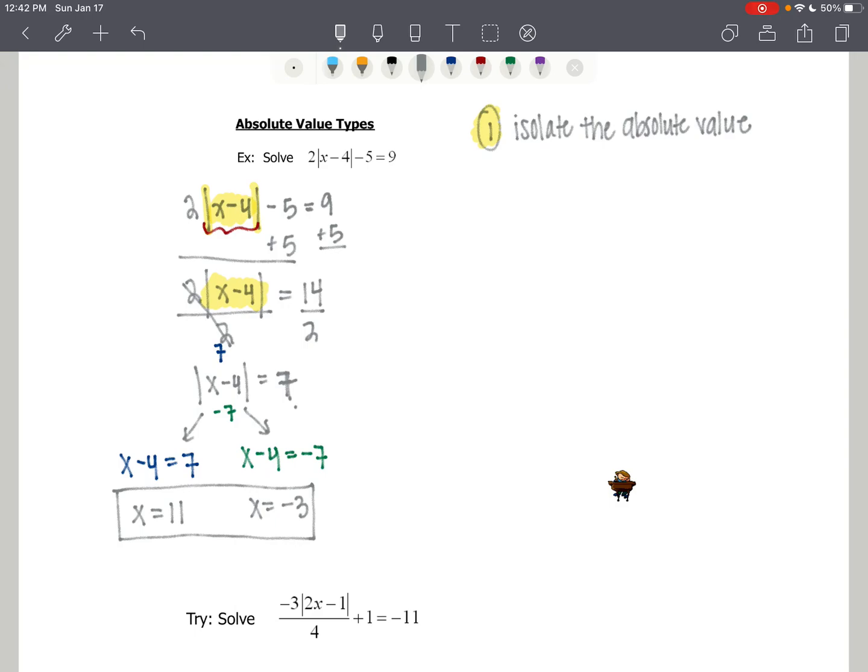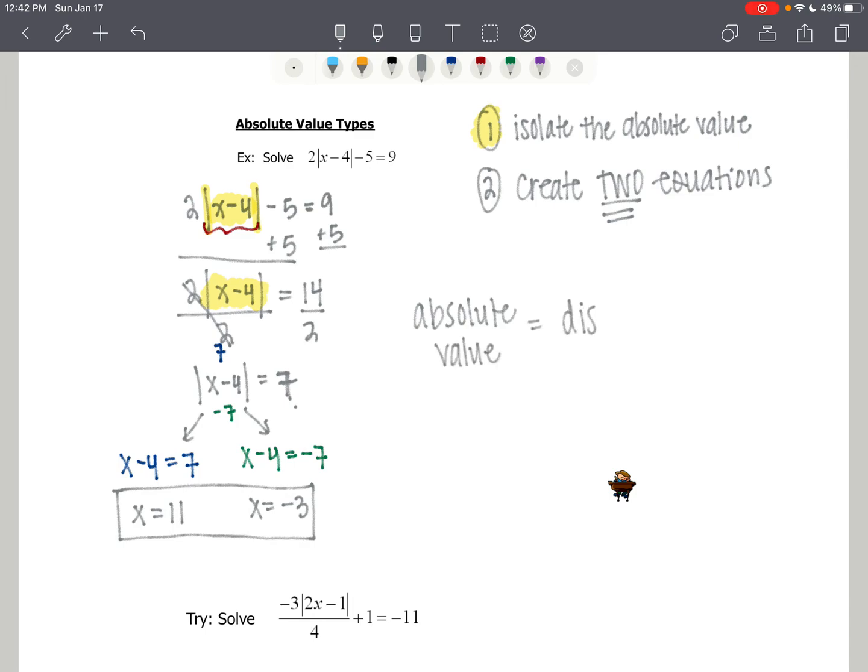So let's redo our steps. 1, isolate the absolute value, and then 2, it's important that you write this down, create 2 equations, okay? 2 equations. So you don't change the sign of the inside part of the absolute value. You don't change the sign of the expression inside the absolute value. You change the sign of the value on the outside. However, know that absolute value is equal to distance. So absolute value equals distance, and distance is always positive.